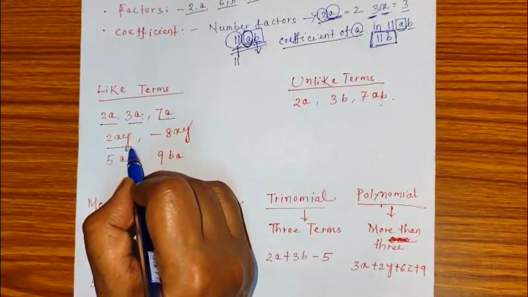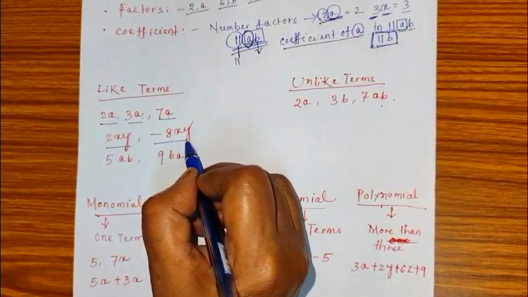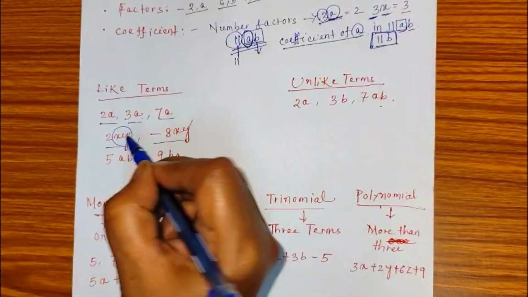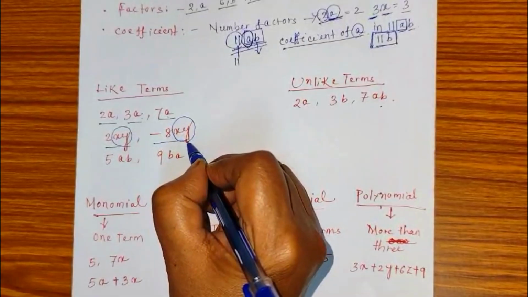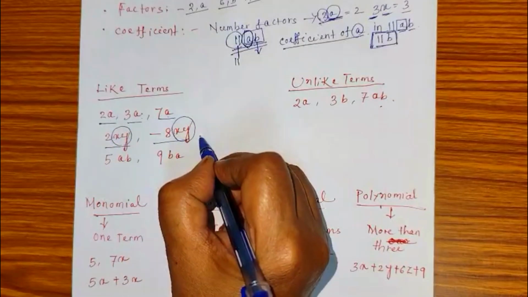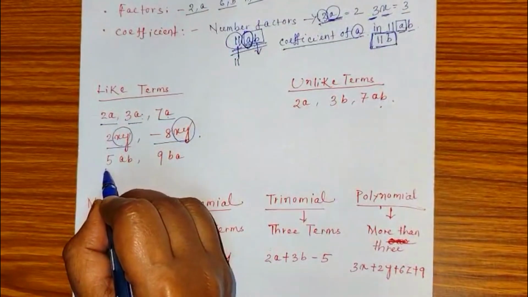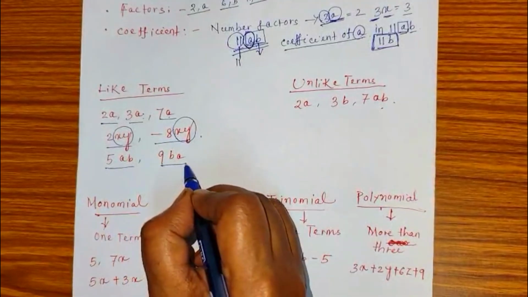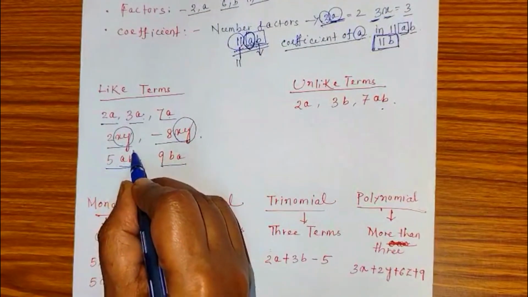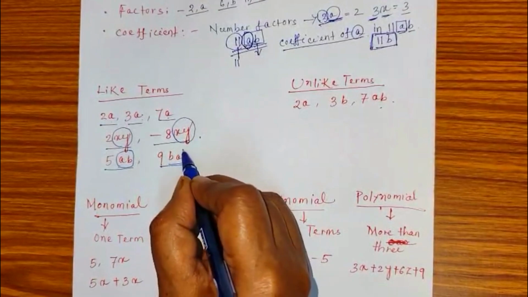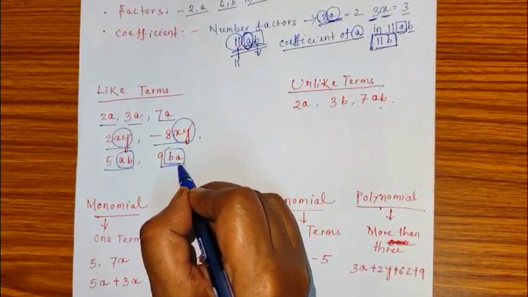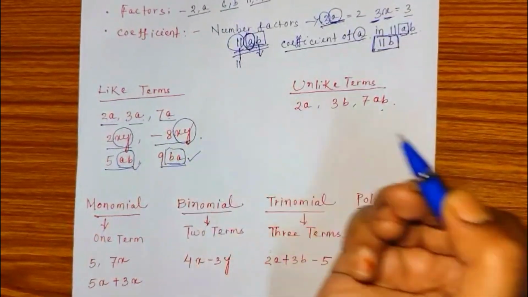Likewise, 2xy minus 8xy. In this case, xy, here also xy. This is common. So these two are also like terms. Another thing, 5ab, 9ba. See, here also ab, here also ab, though it's in BA form. So these two are also like terms.